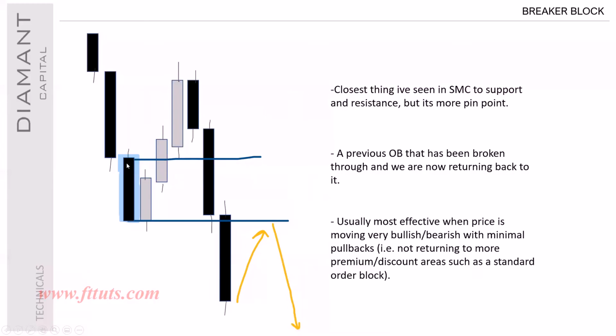So a previous order block that has been broken through, we've smashed right through it to the downside, and now we're returning back to it. Usually it's most effective when prices move in very bullish or bearish with minimal pullbacks. So what do I mean by that? Sometimes you're going to get perfect order flow where price moves like this. But how often do you see that? Very rarely. I'm going to be honest.